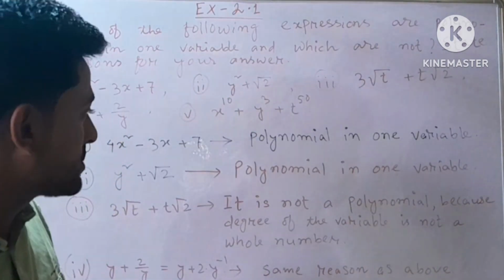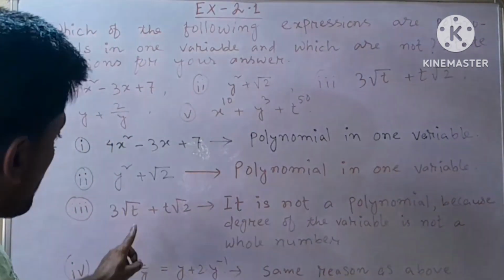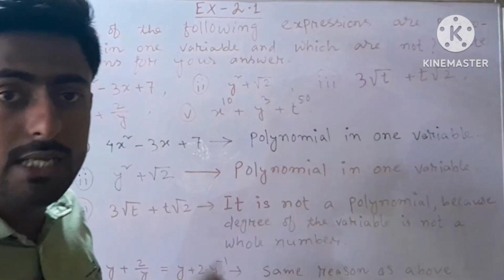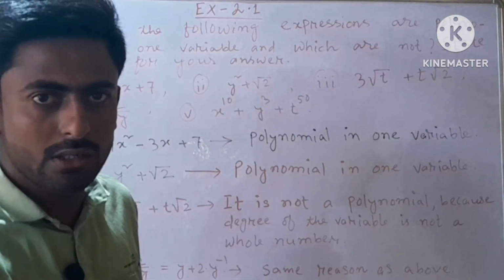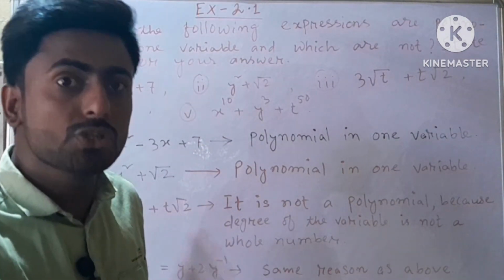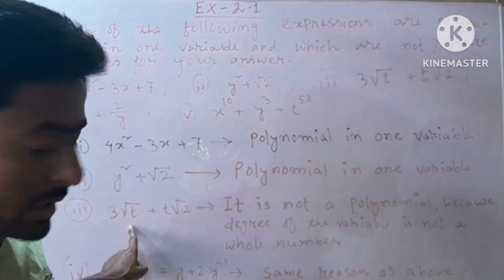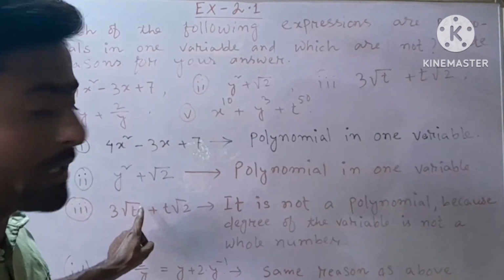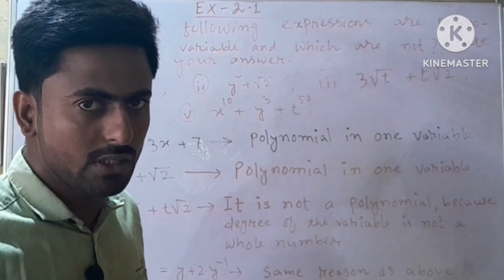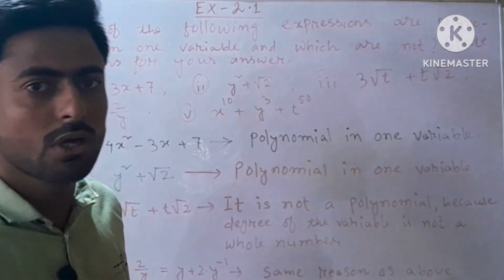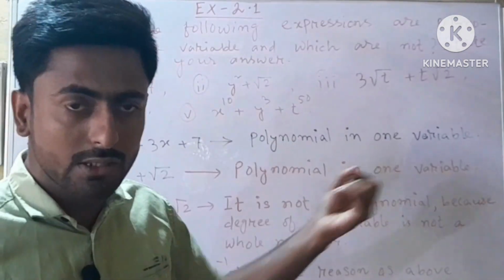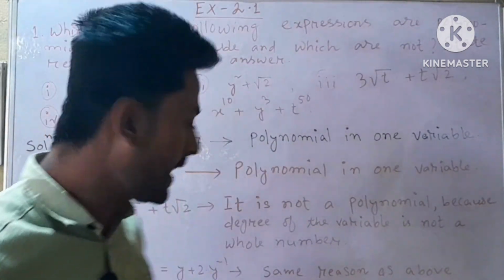Why? You see the degree of the variable here is not a whole number. The degree of a polynomial should be a whole number, but here degree of the polynomial is not a whole number, because root over t means t to the power half. That means t to the power 1 by 2. 1 by 2 is not a whole number, and therefore this is not a polynomial, right?